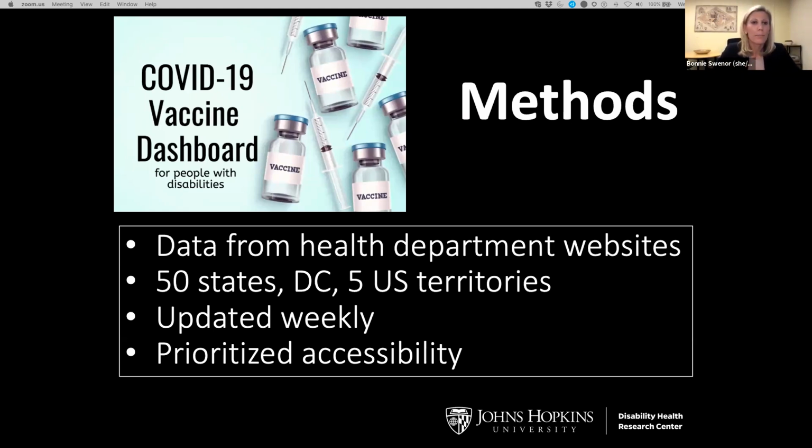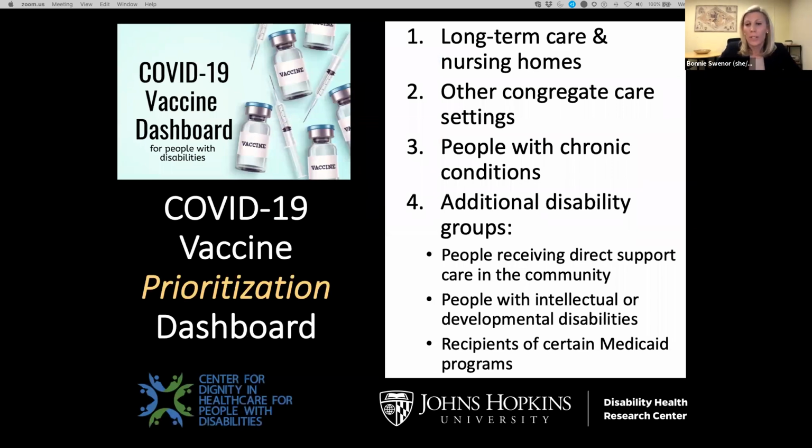So our first dashboard was focused on prioritization, and we worked closely with the Center for Dignity and Healthcare for People with Disabilities. And we tracked the prioritization schemes for 5 groups, and we actually added a 5th, which we'll talk about in a minute. That included what I'm showing on the screen, which are people who lived in long-term care and nursing home settings, people who lived in other congregate care settings, people with chronic conditions, a group we called other disability groups, which included people living in the community who were receiving direct support services, people with intellectual and developmental disabilities.